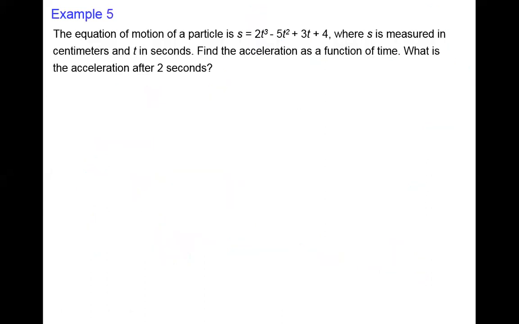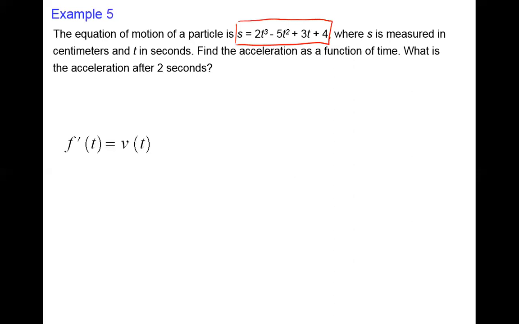Okay, now I do have some application, the physics application, velocity, acceleration. That means, let's see, the equation of motion of the particle is S equals 2t cubed minus 5t squared plus 3t plus 4, where S is measured in centimeters and t is time in seconds. Find the acceleration as a function of time. What is the acceleration after 2 seconds?